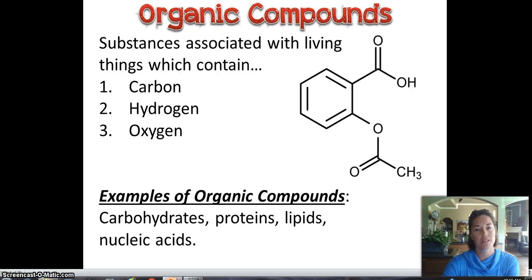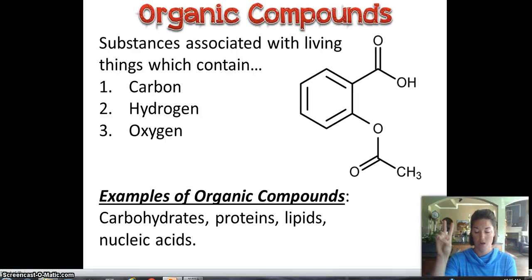Organic compounds are a special group of compounds that are associated with living things. All organic compounds are going to contain 3 elements. You're going to find carbon, hydrogen, and oxygen. If it doesn't have carbon, it is not considered an organic compound. Most organic compounds will also have the hydrogen elements and the oxygen elements. Some examples of organic compounds that we're going to be studying at the end of the year are carbohydrates, proteins, lipids, and nucleic acids.